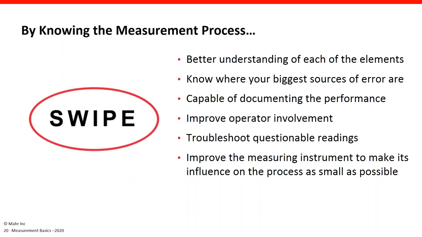So by knowing this measuring process, we have a better understanding of each of the elements. We can find our biggest sources of errors. We're capable of documenting the performance of each one of those areas and maybe come up with what we call uncertainties of where our measurement errors are. We can improve operator involvement, make sure that they're well trained and capable of using the machines. It helps us to troubleshoot questionable readings, to find out where our sources of errors are. And it helps to make the measuring instrument have the least influence on the measuring process. So remember SWIPE, and I think it'll solve a lot of your measuring errors that you come across.